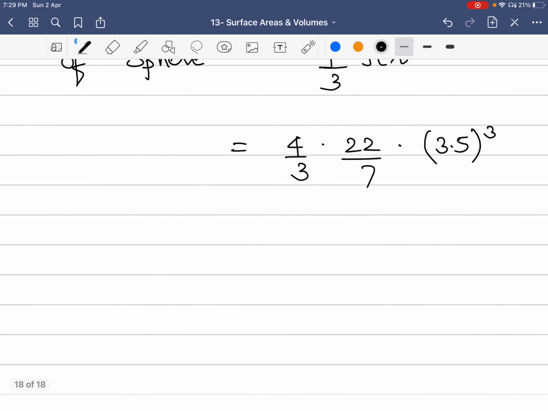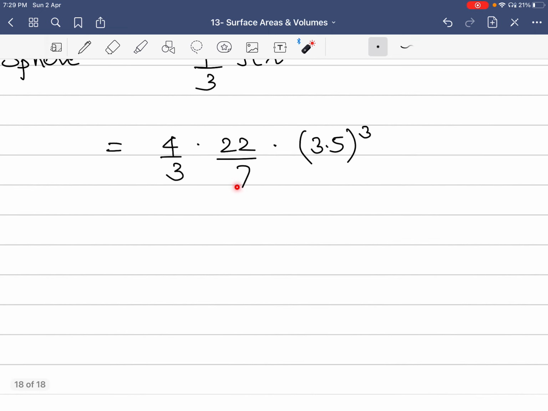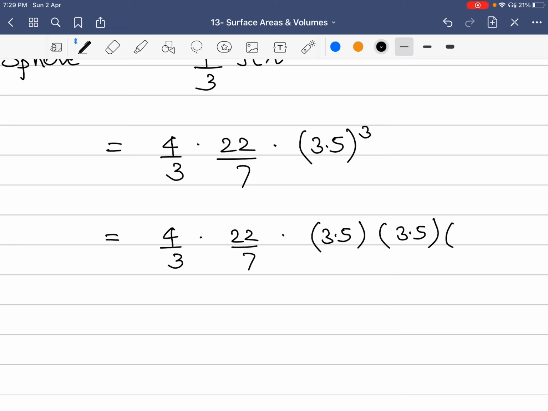Now we again know that 3.5 will be divisible by 7. So let's try to use that information. So 4 by 3 multiplied by 22 by 7 multiplied by, I'm just going to write 3.5 three times, because that's cube. 3.5 and 3.5. First let's do the obvious division. 7 into 0.5 is equal to 3.5, because 7 into 5 is 35. Now nothing is divisible by this 3, so we have to do this entire multiplication and then divide it by 3. For that, let's use the calculator.